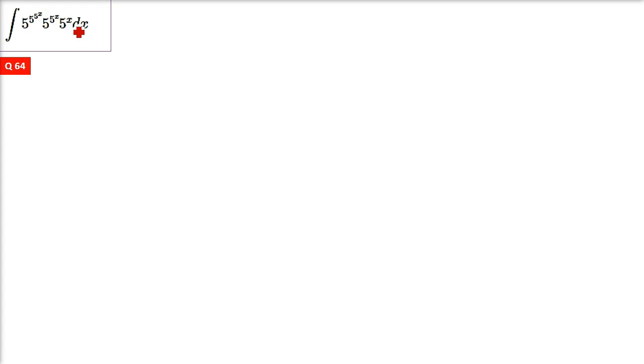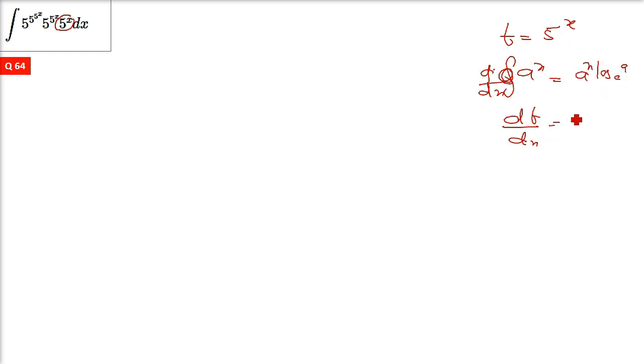So 5^x, 5^x, and then dx. We have no option. We have to just take 5^x. So t will be equal to 5^x. Now a^x, what will it be? Integration you know already, but I'm talking about differentiation. Differentiation will be dt/dx, and the differentiation of a^x is a^x log_e a. So a is 5 here: 5^x log 5. So dt, with log 5 in the denominator: 5^x will be there, and this will be dx. So this already we have.